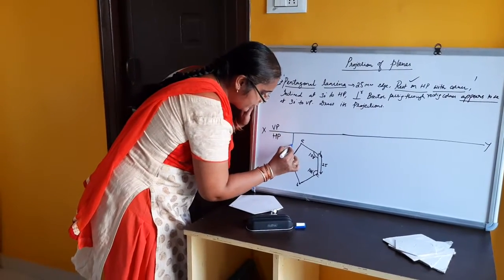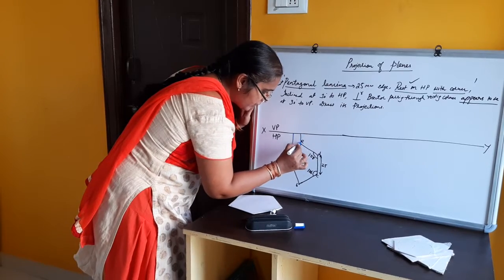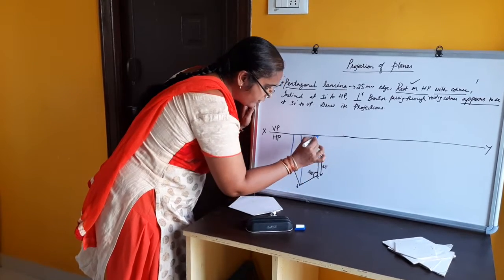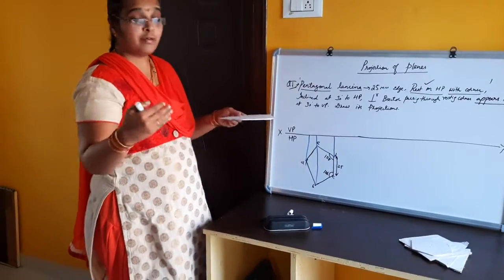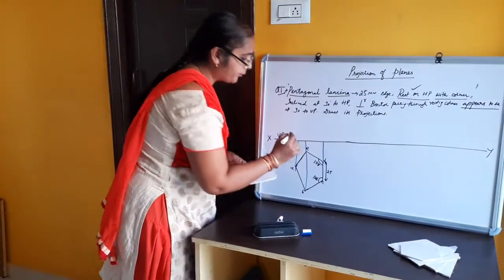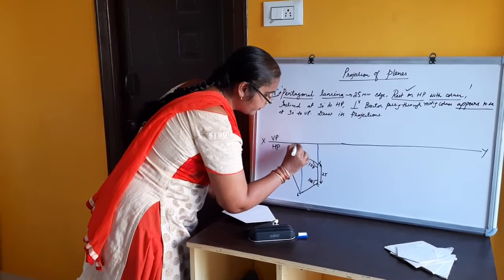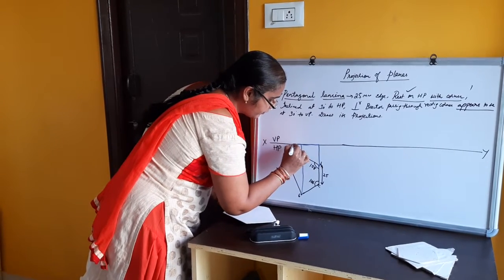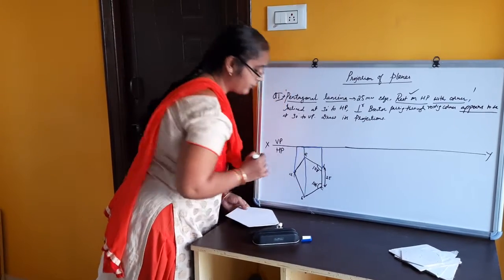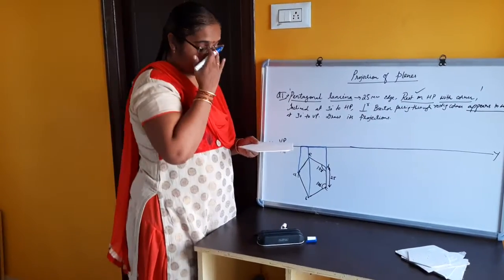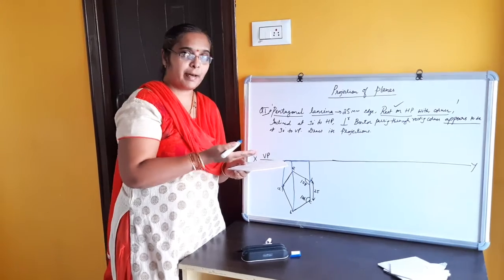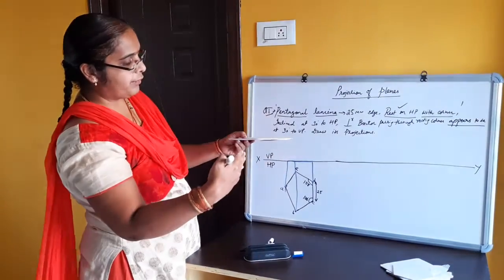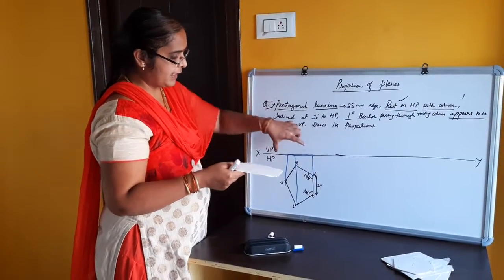Draw its projection lines. I am going to draw the front view now. So now when you see from the top, you can see the complete size of the lamina because it is parallel to HP. Now if you look from the front, the image appears as a line.